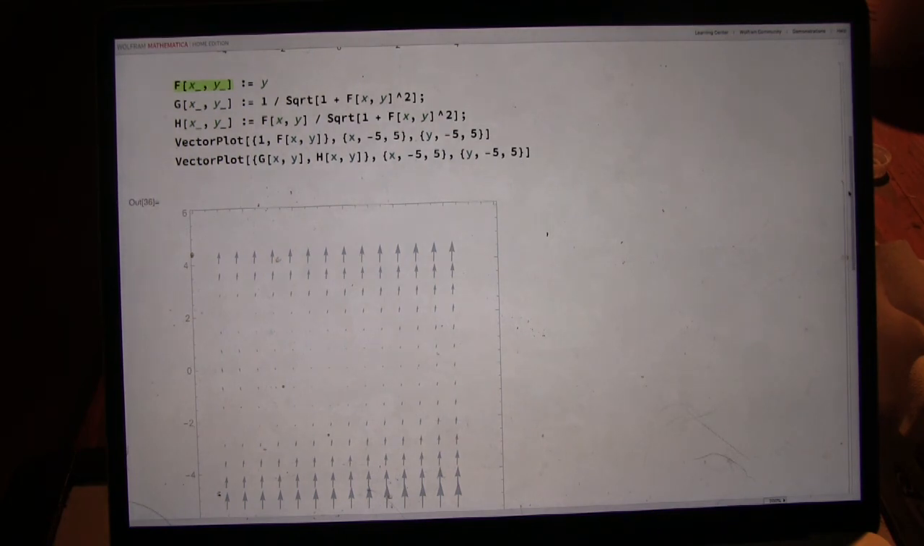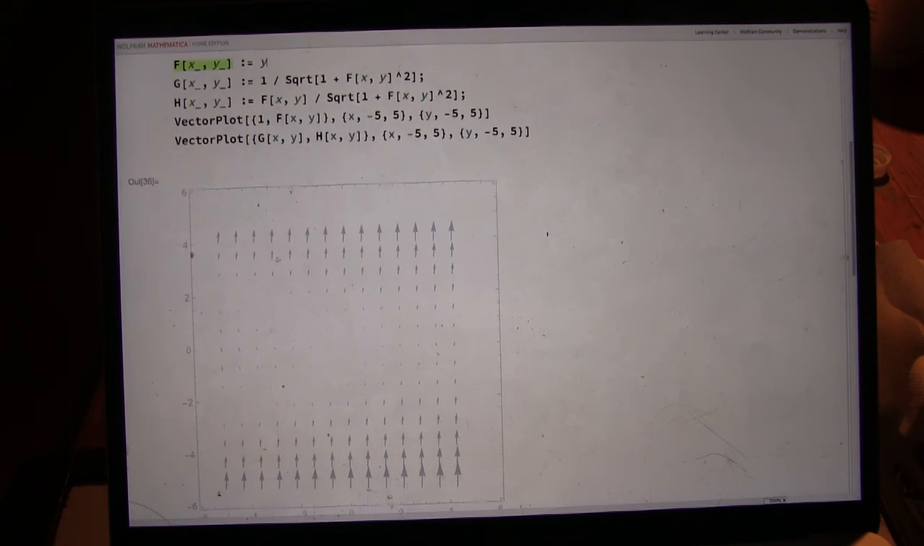So that's a slope. At 3, 2, your slope would be? 2. At 4, 0, your slope would be? 0. So what does it mean to have a slope of 0? You're going flat across. Okay, so I'm going to use this vector plot function to plot this. What do you think this slope field is going to look like if the slope at every point is y?